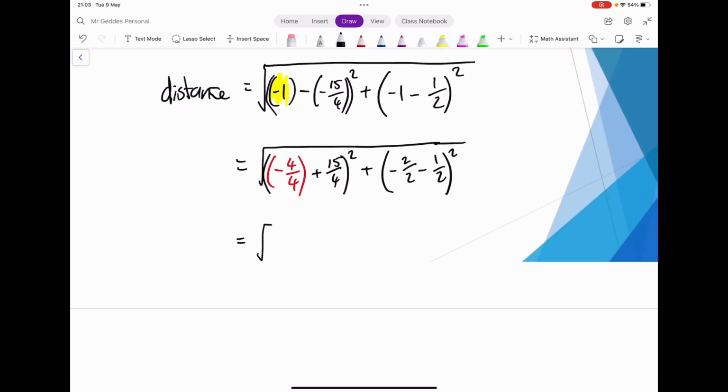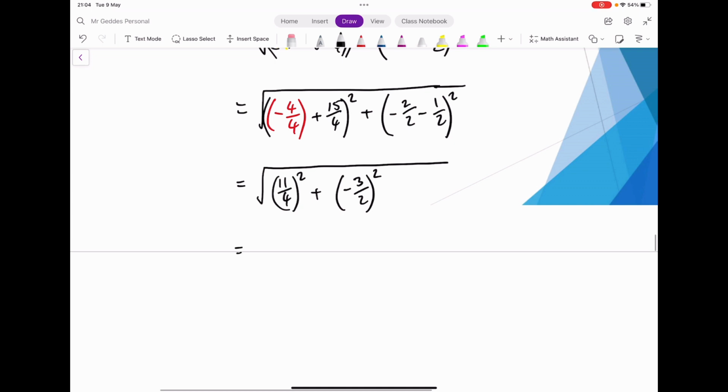The front here, let's just take this a wee bit at a time. We've got negative 4 over 4 plus 15 over 4. It's going to give us a grand total of 11 over 4. That's squared. Plus the back part there, negative 2, take away 1. We're going to get negative 3 over 2. And that's squared again. Meaning that we get the square root of 11 squared is 121 over 16 plus negative 3 over 2 squared is going to become 9 over 4.